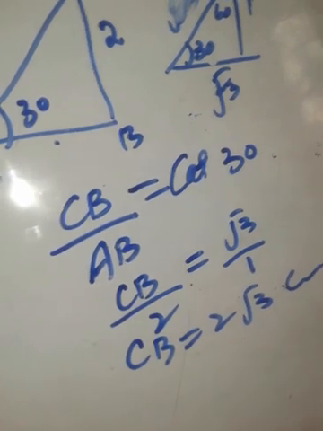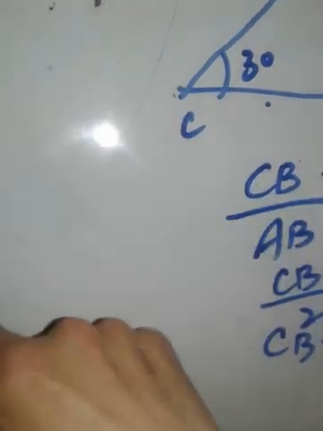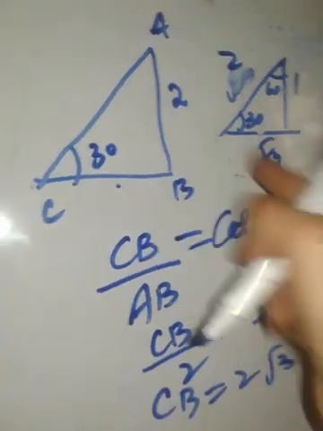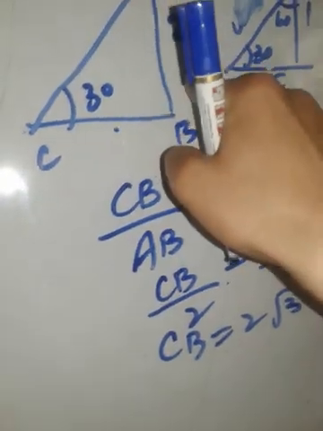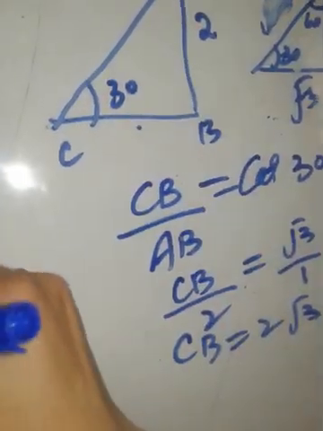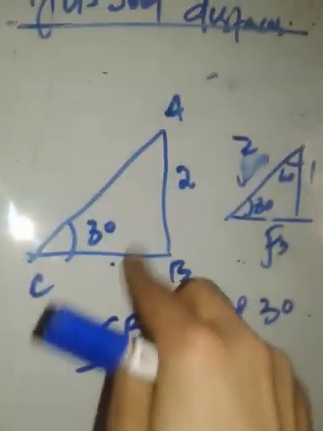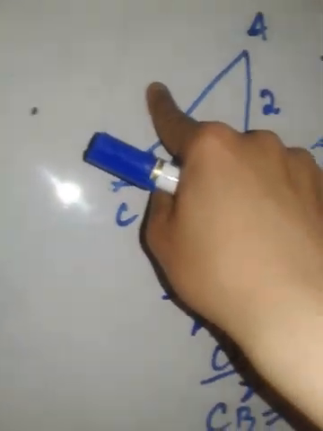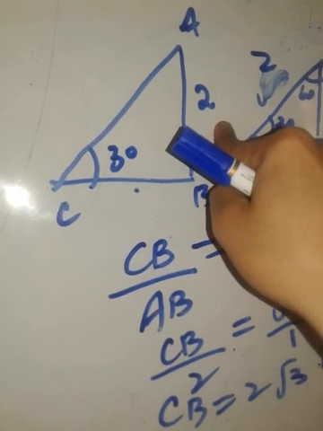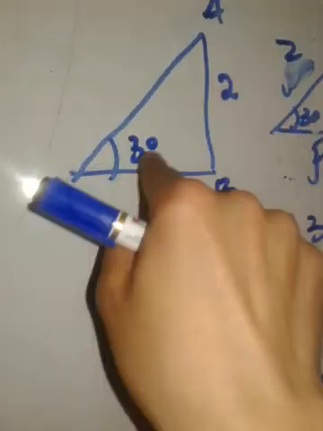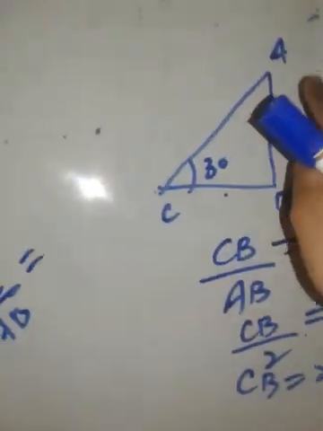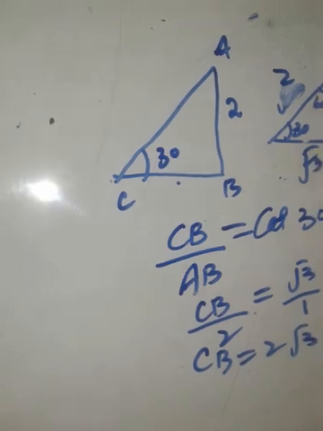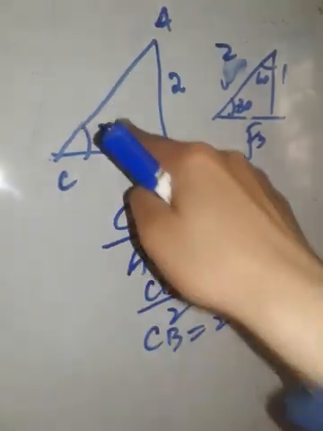In this way you can easily find any side. Again, suppose we need to find AC. We will write AC divided by AB, which is given. We can also use CB here, but we will find it from AB. AC by AB: AC is the hypotenuse, and AB is the perpendicular with respect to this angle. Hypotenuse by perpendicular is cosec. Cosec how many degrees?